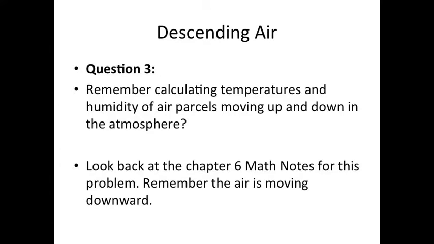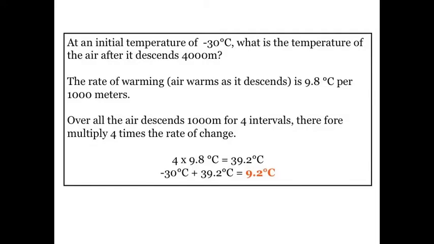For question 3, remember calculating temperatures and humidity of air parcels moving up and down in the atmosphere? Look back at the Chapter 6 math notes for this problem. Remember, in this problem the air is moving downward. Here is an example. At an initial temperature of negative 30 degrees Celsius, what is the temperature of the air parcel after it descends 4,000 meters?